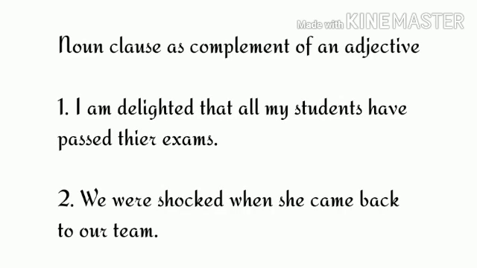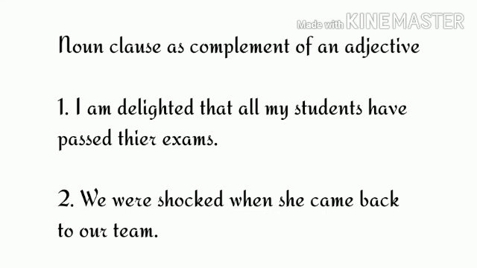A noun clause acting as an adjective complement would give more information about the adjective in the sentence. That is, it complements the meaning of the adjective. Let us look at some examples. I am delighted that all my students have passed their exams. So here, I am delighted is a main clause, and that all my students have passed their exam is a subordinate clause. Delighted is the adjective, and that all my students have passed their exam is giving more information about the adjective delighted. Clear?